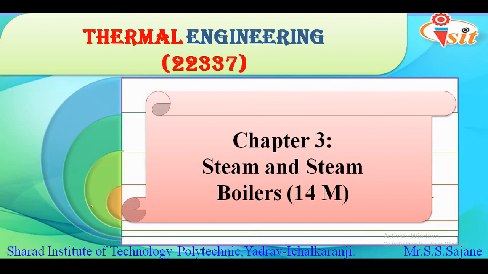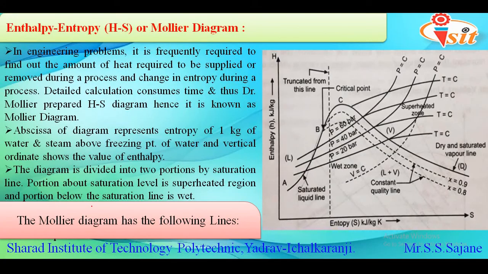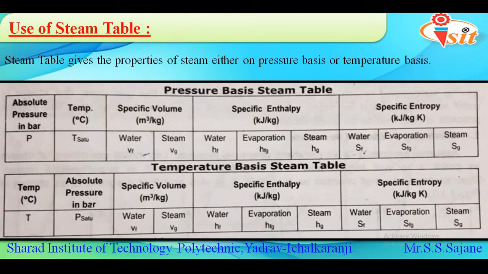So we have started with the steam part and in the previous lecture we have seen what is the Mollier diagram. Then again we have seen how to use the steam table. So we have seen the two types of steam table, that is pressure based steam table and the temperature based steam table, and I hope that you have gone through that third lecture.